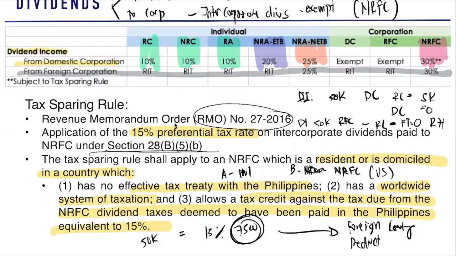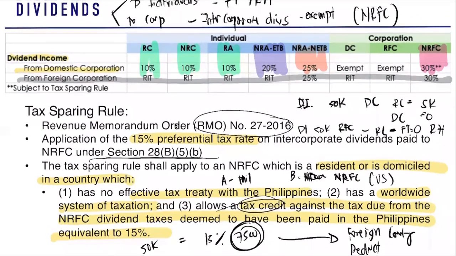So, kailangan mag-apply ka muna, of course, in your BIR for your tax sparing rule, but you must show these three items. And how will you prove it? Ang hirap. Because tax treaty is very prevalent. Number 3, there must be a tax credit. And how will you prove that? Again, there must be a law under the foreign country that applies your tax credit.